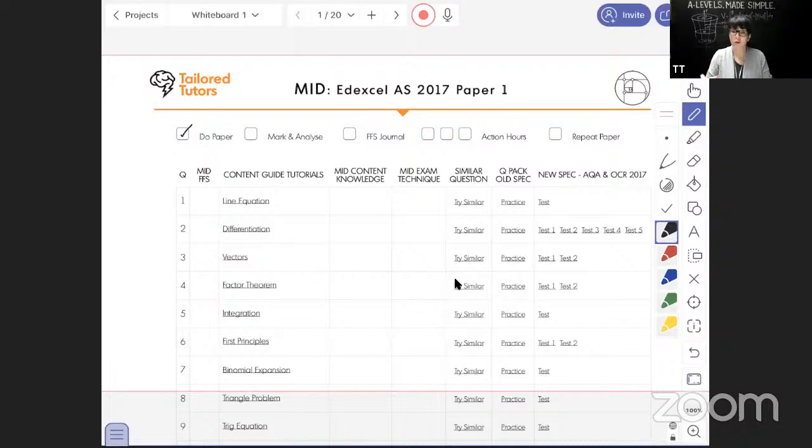Hopefully you've clicked on the mark scheme and had a look at it, and it goes through in detail how to allocate those marks. The analyze is what we write on our sheet. So here's question 5, integration. How many marks did you lose? Don't think about how many marks you got. Think about how many marks you lost.